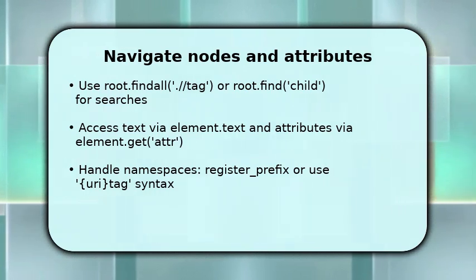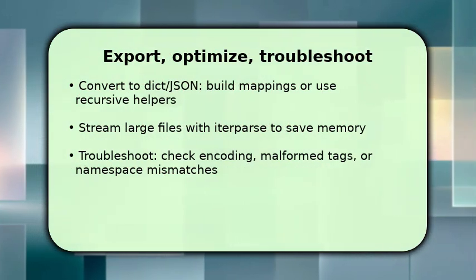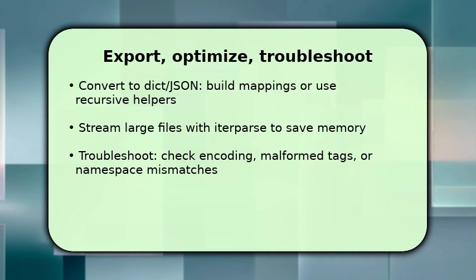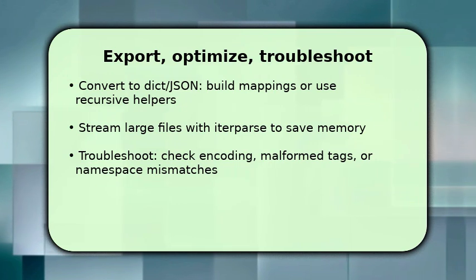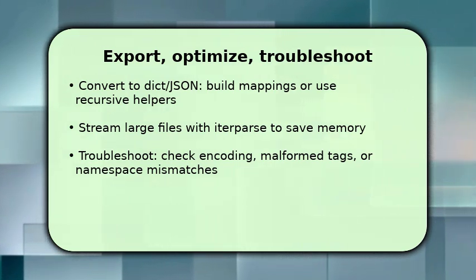Finish by transforming parsed nodes into your target format. Iterate elements and append to dicts or lists, then json.dump the result. For big XML, use iterparse to stream and clear processed elements to reduce memory.